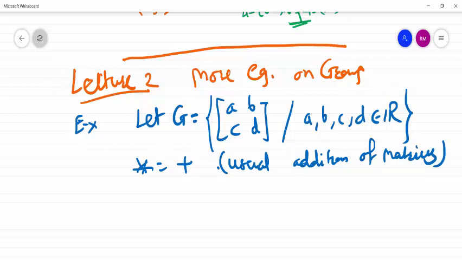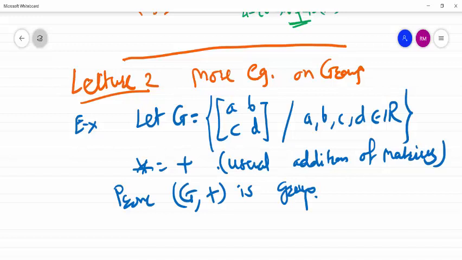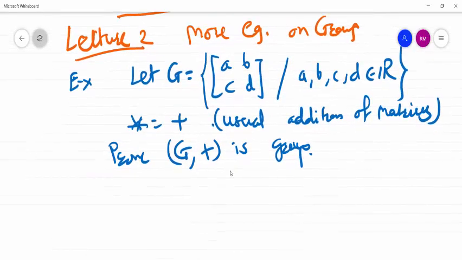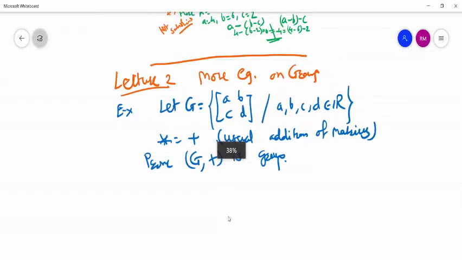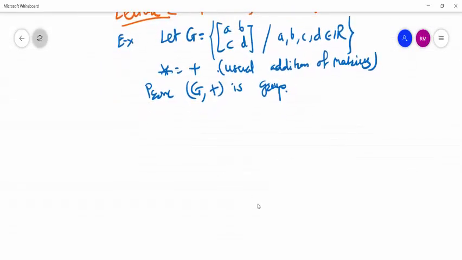So prove that G, plus is a group. This we have to prove. All of you understand the question? Is this screen visible to you? So let us start the solution.